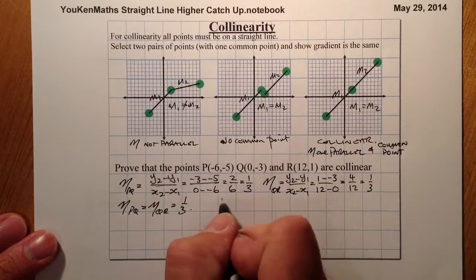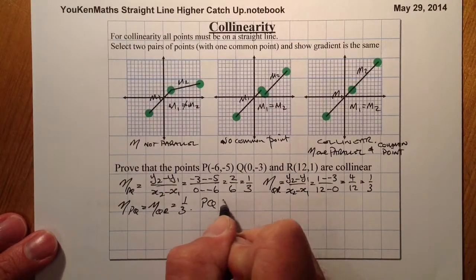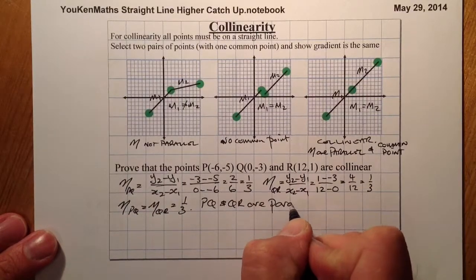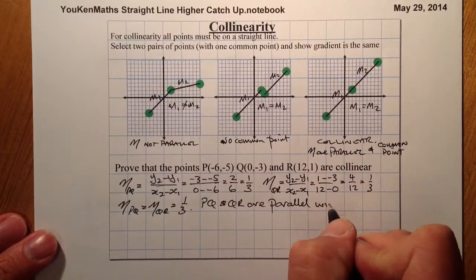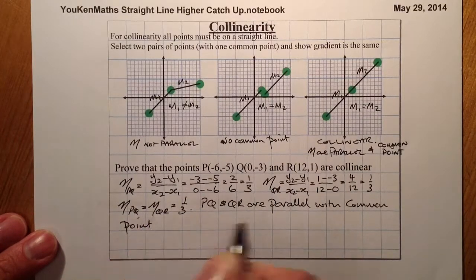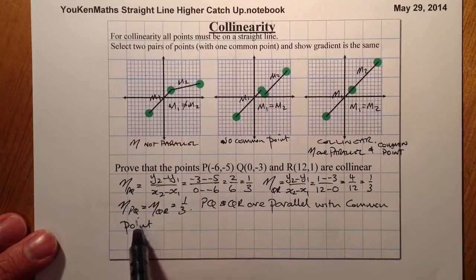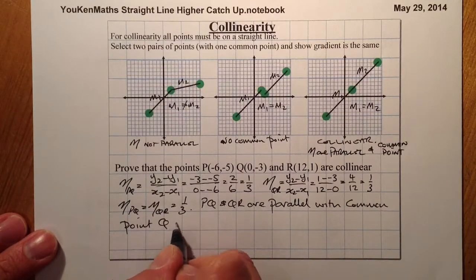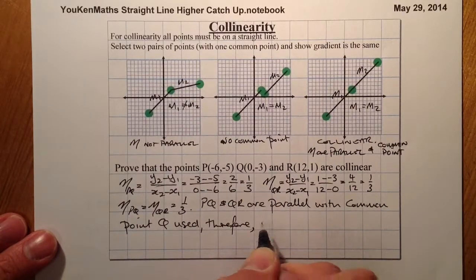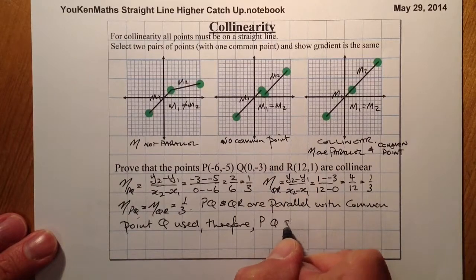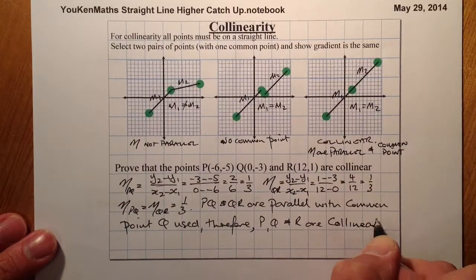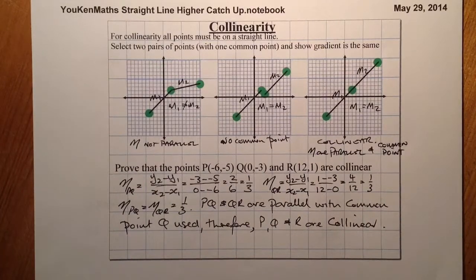What I'll say from that then is that the lines PQ and QR are parallel with a common point used. And the common point that I used, if I look at PQ and QR, is the common point Q. Common point Q used. So therefore, I can then state that P, Q and R are collinear. And that's how we're proving that they're collinear.